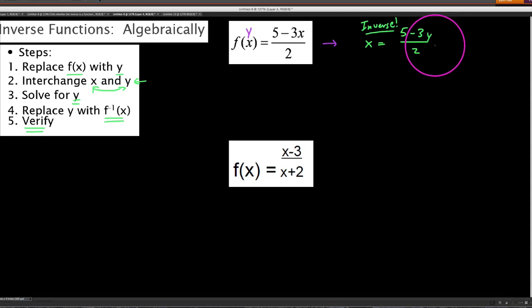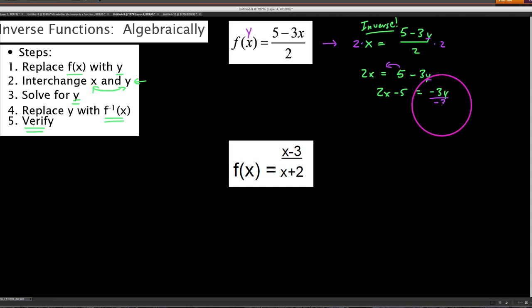So the only thing I'm really wanting us to do is solve for y, which means I'm going to multiply both sides by 2. We get 2x equal to 5 minus 3y. Then to get y by itself, we'll displace this 5, so we get 2x minus 5 is equal to negative 3y. And then dividing both quantities by negative 3, what we're going to end up with is y equals 2x divided by a negative 3. Actually, let's take this negative here and put it on the top.